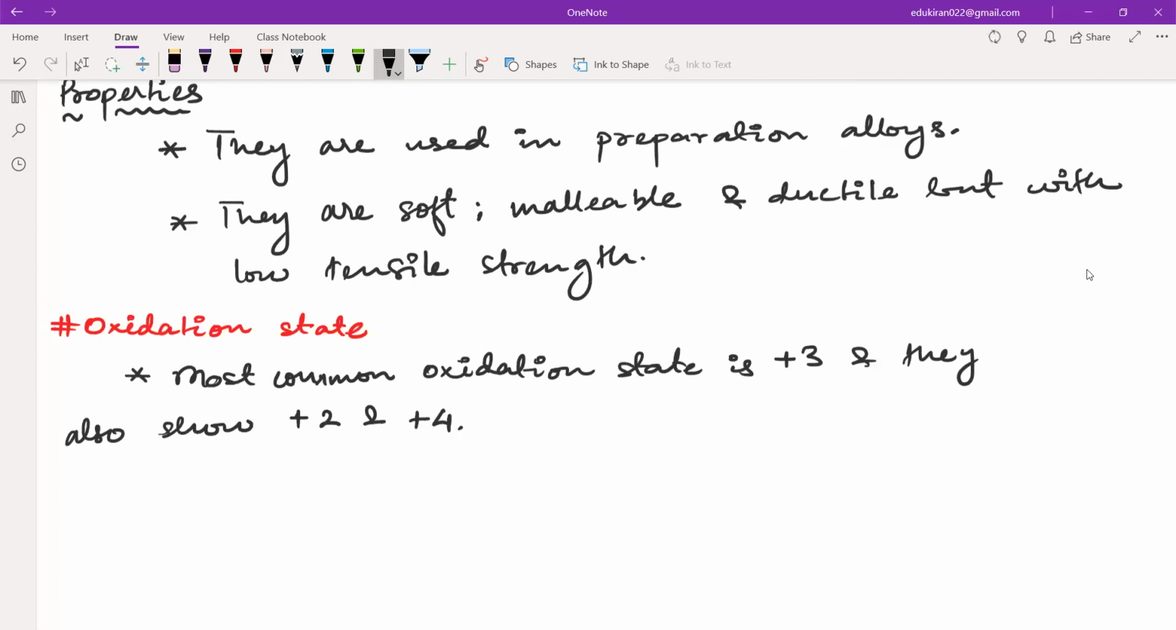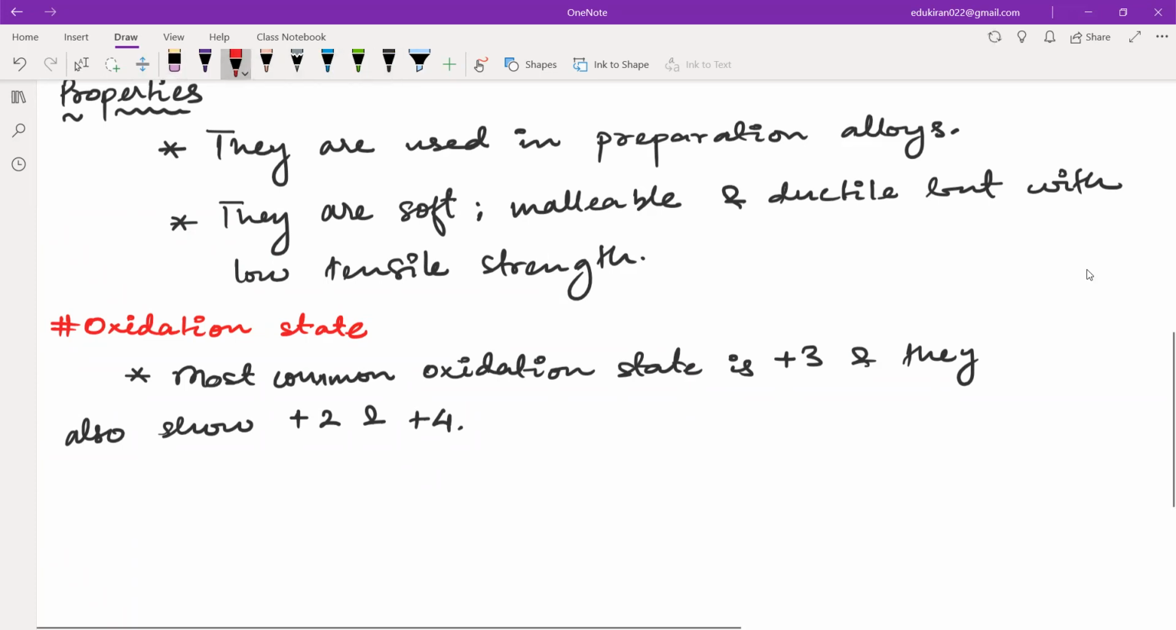Most common oxidation state is +3. Now why is it +3? The exact reason is still not discovered, nor how they can show +2 and +4 also. Some people relate it to the s electrons, those present in the latter orbitals, as we saw in the d block elements also. Now, in oxidation state, +2 and +4 are most stable.